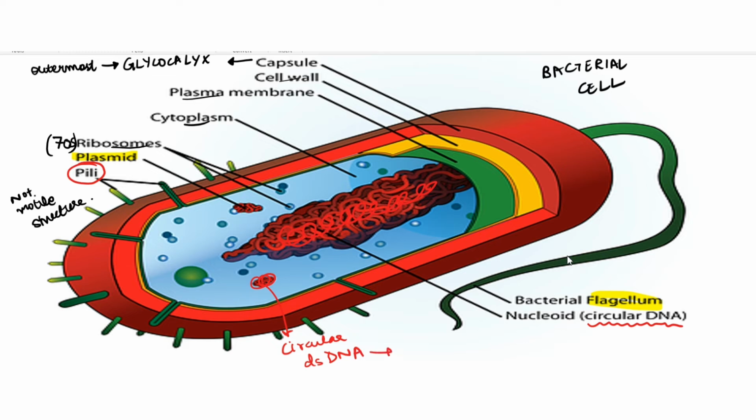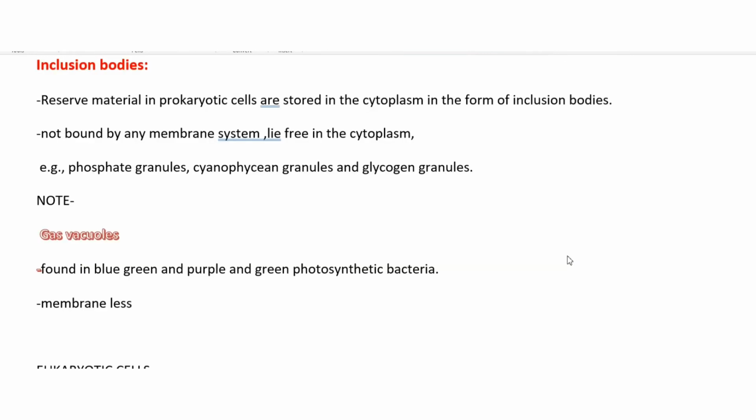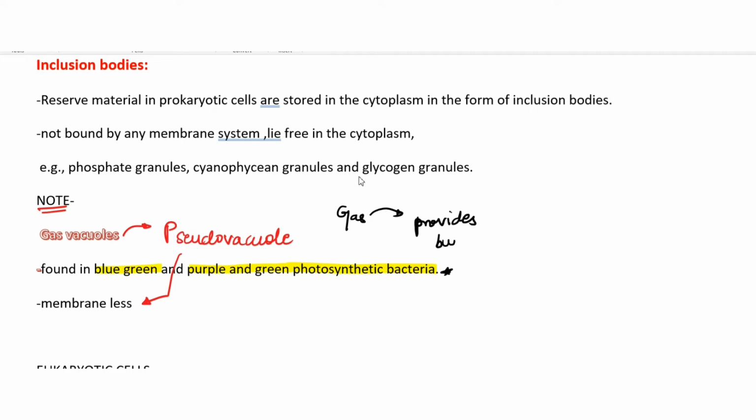All right. Now we have something known as gas vacuoles, which are found in blue-green, and purple and green photosynthetic bacteria. Gas vacuoles or pseudo-vacuoles we call them, because they are membraneless. Why gas? Because gas provides buoyancy for aquatic bacteria. So this was all about the prokaryotic cell.